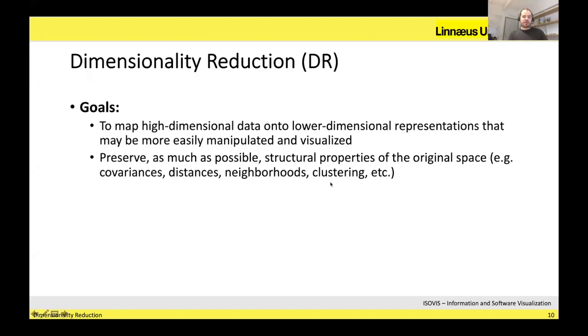You may also want to preserve clustering, for example. You can say, okay, if there are clusters in the original data set, I want the clusters to still be there in the final data set. Even though we have fewer features, I want the clusters to be maintained, for example.